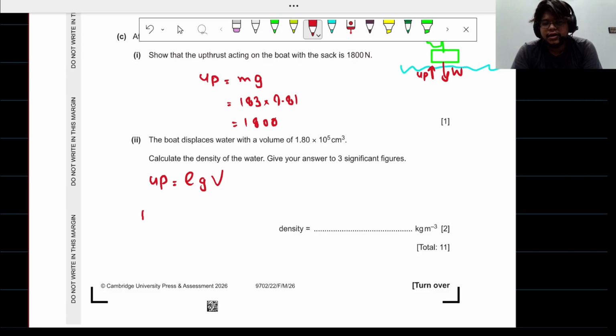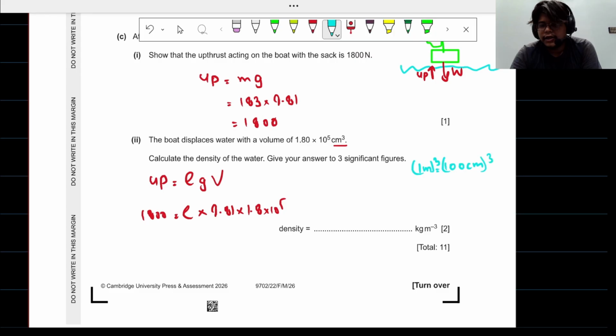So we know the upthrust is 1800. We need to find the density. We know the acceleration due to gravity, that is 9.81, and we know the volume, that is 1.8 times 10 to the power 5 centimeter cube. So this has to be converted now. We know that 1 meter is equal to 100 centimeters. So if I cube both sides, this will be 1 meter cube is equal to 10 to the power 6 centimeter cube, right? So we will just multiply it by 10 to the power minus 6 to do the conversion.